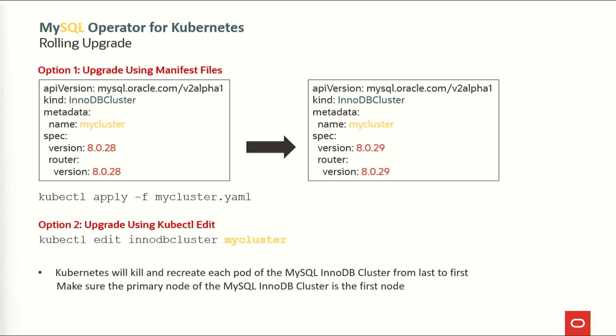To upgrade is very simple. We can play with the various versions. We can add more versions, something like this. Of course, if you are playing with the enterprise Docker image, then you need to download the enterprise container image first. But if you play with the community image, then it will try to download it.